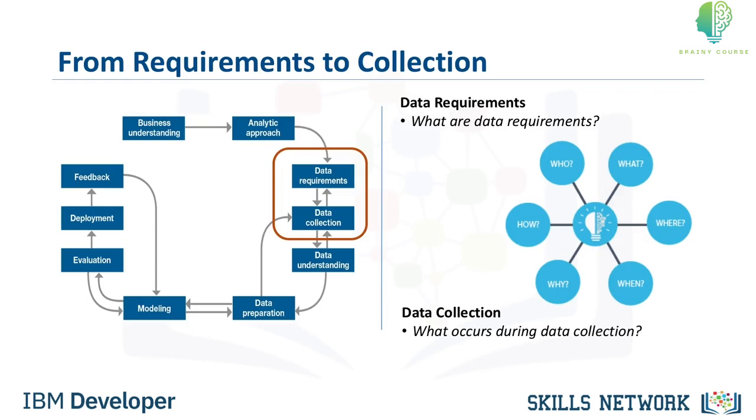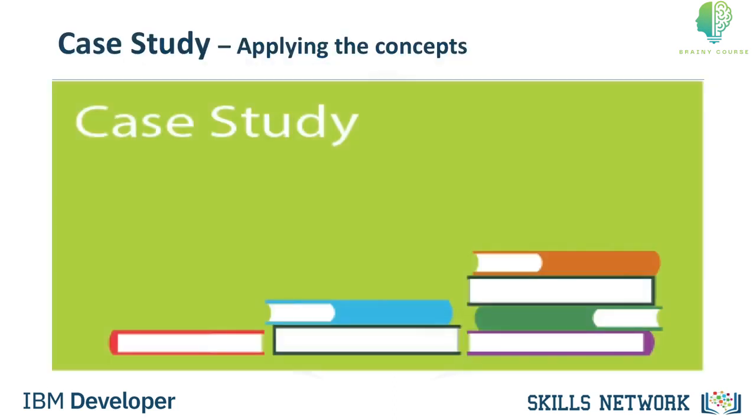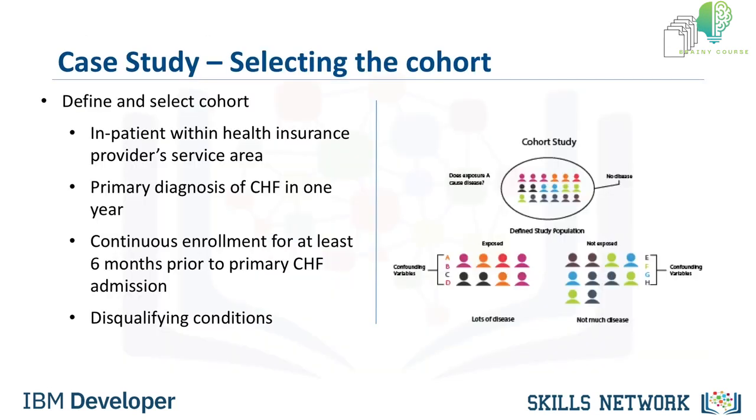Prior to undertaking data collection and data preparation stages of the methodology, it's vital to define the data requirements for decision tree classification. This includes identifying the necessary data content, formats, and sources for initial data collection. So now let's look at the case study related to applying data requirements. In the case study, the first task was to define the data requirements for the decision tree classification approach that was selected. This included selecting a suitable patient cohort from the health insurance provider's member base.